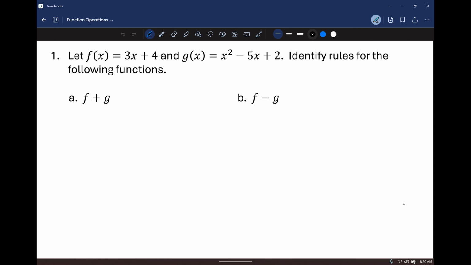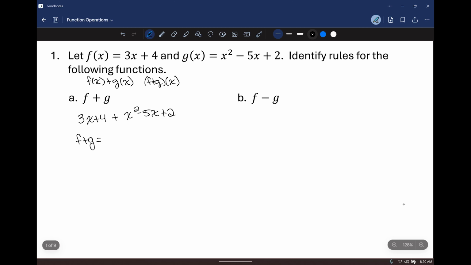All right, that can also be written as f of x plus g of x, or f plus g of x. So either way, all three of these are the same thing. When I'm adding two things together, I don't have to worry about any distributing. So I'm just going to take f of x, which is 3x plus 4, and add that to g of x, which is x squared minus 5x plus 2. And I'm just going to combine like terms and put this in order. So I have x squared, 3x and negative 5x make negative 2x, and then 4 and 2 make 6.